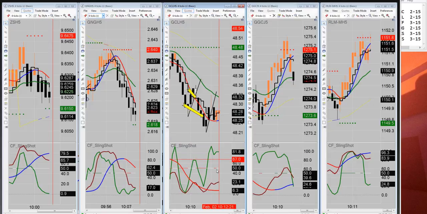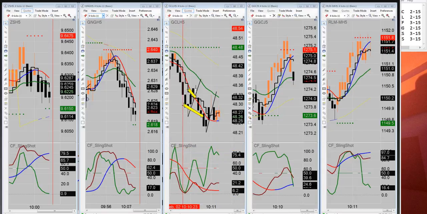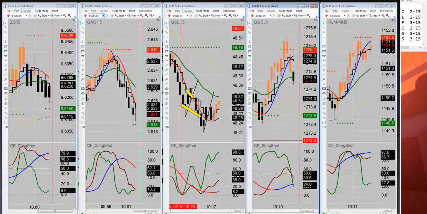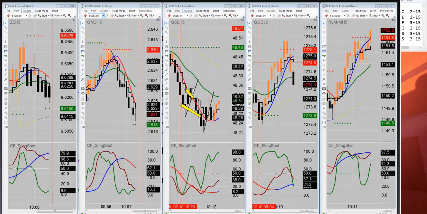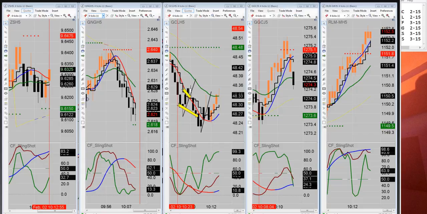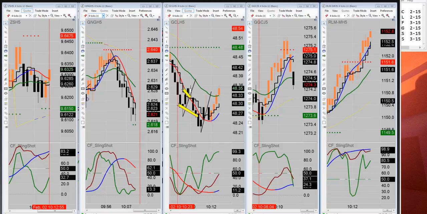Okay, so we're looking for the green line to get down into the cycle right here. That's what we're looking for. We want to see that green line get down into the cycle. And on the gold, we have bearish divergence and we're trading above the BBC. That's indicative of a cycle reset. Okay, and the crude just stopped us out.